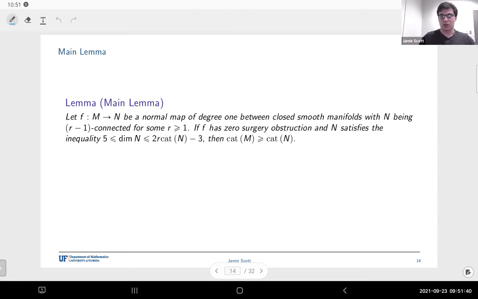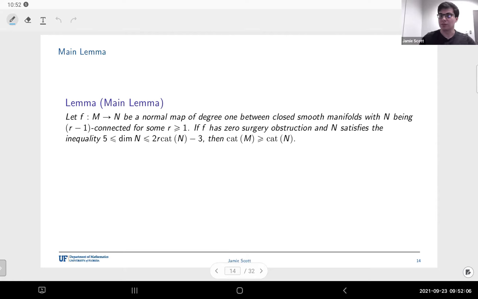If F has no surgery obstructions and N satisfies that same inequality from before, that is, 5 is less than or equal to the dimension of N, which is the requirement to do surgery, and the dimension of N is less than or equal to 2 times r times the category of N minus 3, where again r is from N being (r-1)-connected, then we can conclude that the category of M must be at least as big as the category of N.